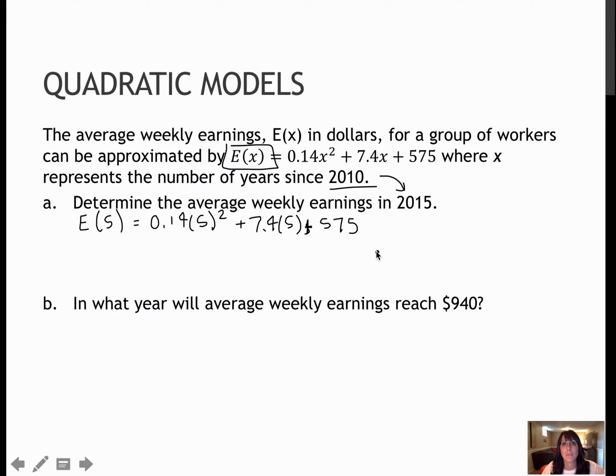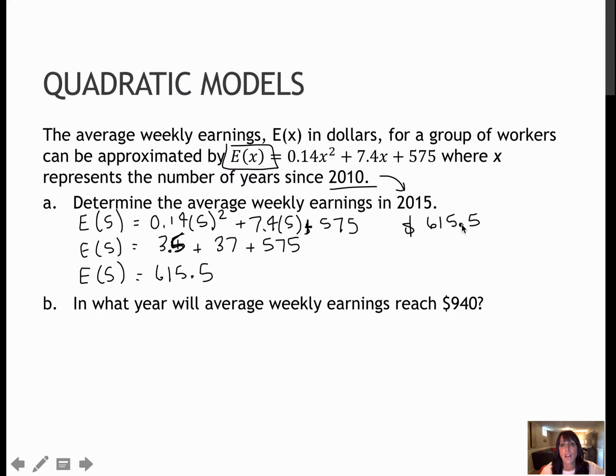Now that I've plugged in my values, I'm going to use a calculator to help me simplify each of these terms. And now that each term is simplified, I'm going to combine those three terms together to find E of 5. The question asked for the average weekly earnings in 2015. I found a value of 615 and 5/10, which means, of course, that the average weekly earnings is $615.50.